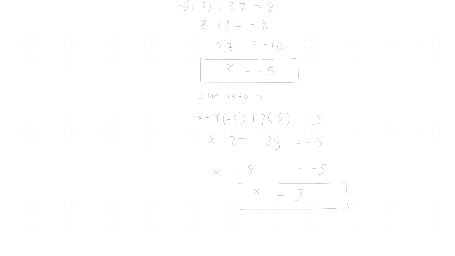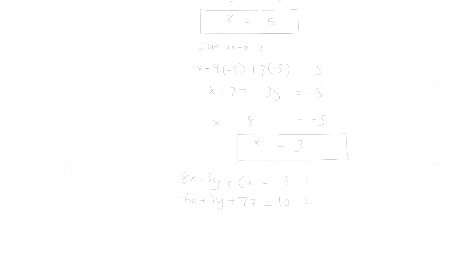The new equations. 8x minus 3y plus 6z equals negative 3. Okay, that's equation 1. Equation 2: negative 6x plus 3y plus 7z equals 10. That's equation 2. And equation 3: 10x minus 3y plus 6z equals negative 9. Okay, that's equation 3.